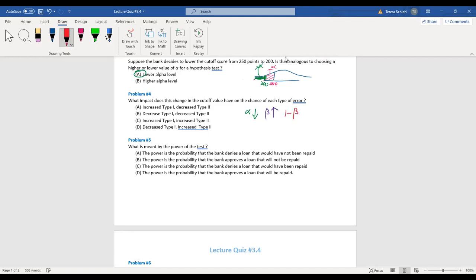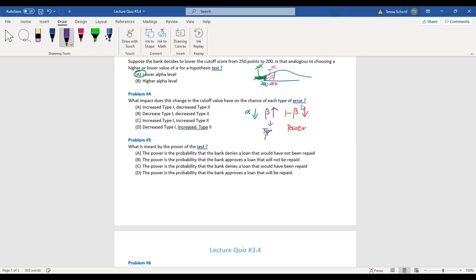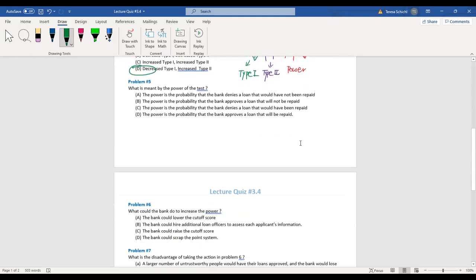All right, so when my beta value goes up, what happens to my 1 minus beta? If beta gets bigger and bigger, 1 minus beta becomes small, right? We know 1 minus beta is called the power, correct? And beta is the type 2 error, and alpha is the type 1 error. So from number 3, we know the type 1 decreases and the type 2 increases. So it's a decrease of type 1 and an increase of type 2. So it's D, right?